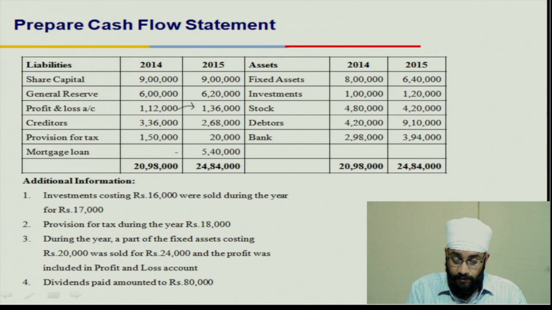Now the additional information says investment costing 16,000 were sold for 17,000. That means you made a profit, and this profit must have been included in the profit and loss account. Now profit on sale of investment is non-operating profit, and hence we need to reduce that from the profit figure. However, let us first conclude this working note preparation.